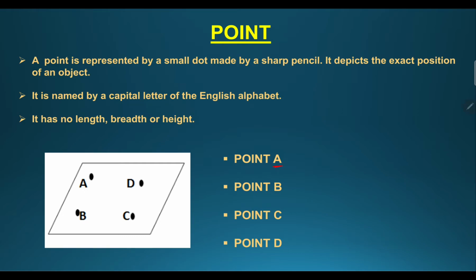A should be in capital letters. Point B, point C, point D. These should be written in capital letters. It has no length, no breadth, no height because it's a dot only. So it has no length, no breadth and no height.